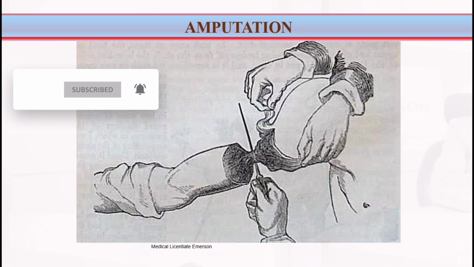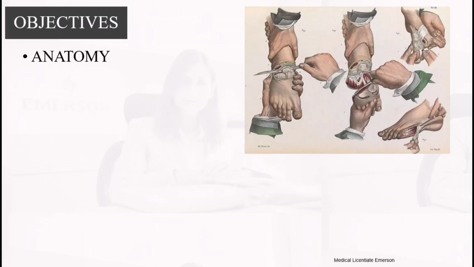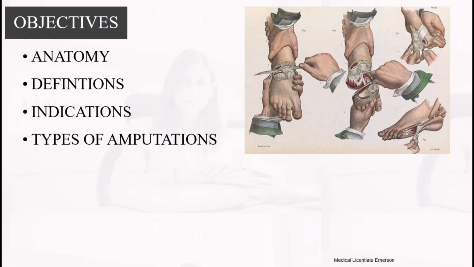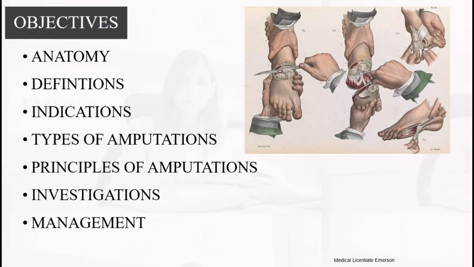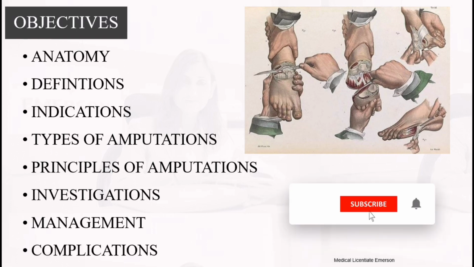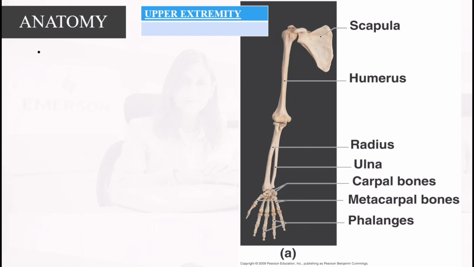So today we're going to be talking about amputations. The objectives: we're going to cover anatomy, definitions, indications, types of amputation, principles of amputation, investigations, management, and complications as the last part. So the upper extremities, we have the scapula, the humerus, and here we have the radius and the ulna, and the carpal bones, metacarpals, and the phalanges.